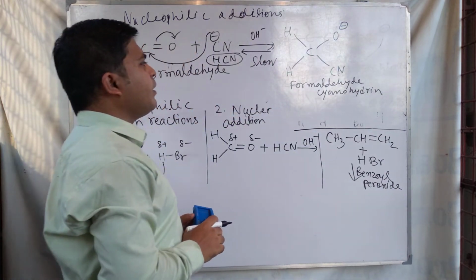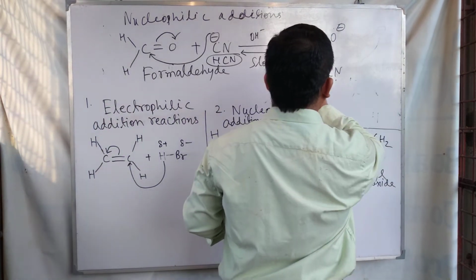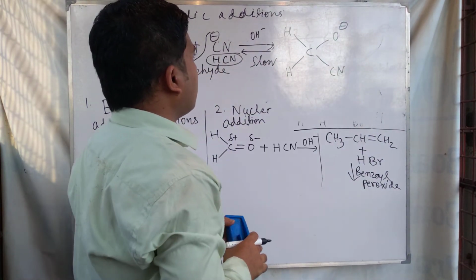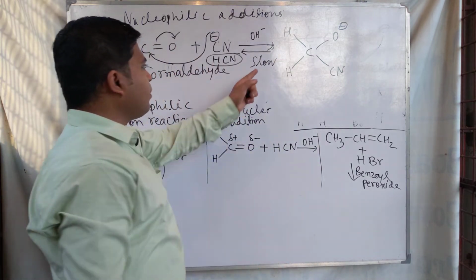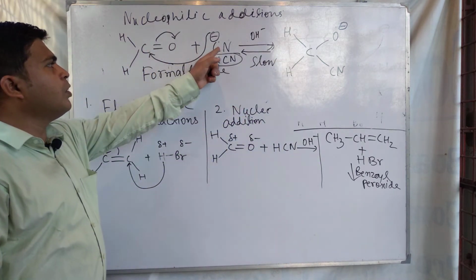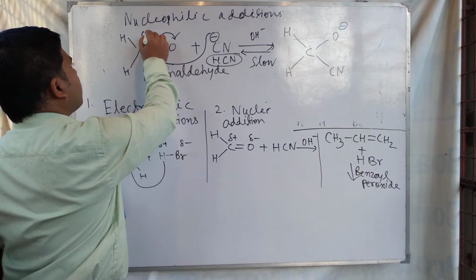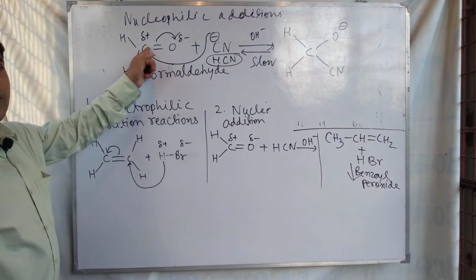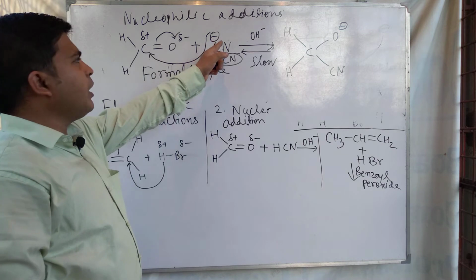And cyanohydrin is formed. This is an anion, an alkoxide anion, O minus. The process is a slow process. At first the nucleophile attacks this carbonyl carbon, where the carbon end is plus charged, and the nucleophile is CN minus.